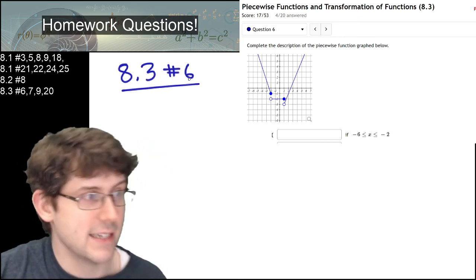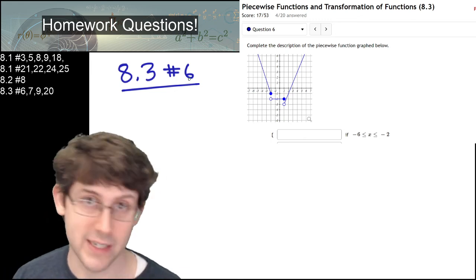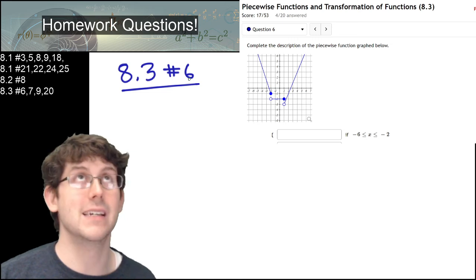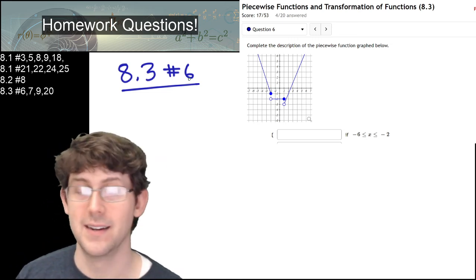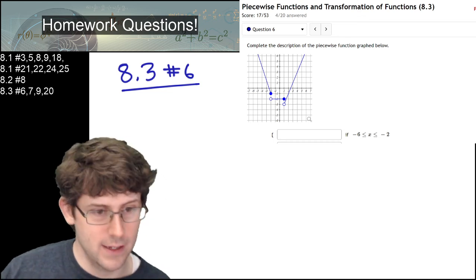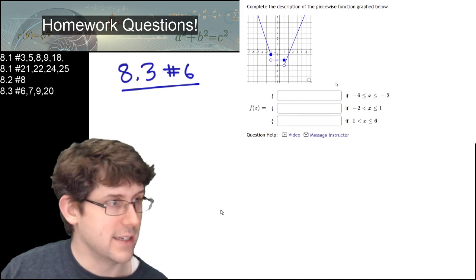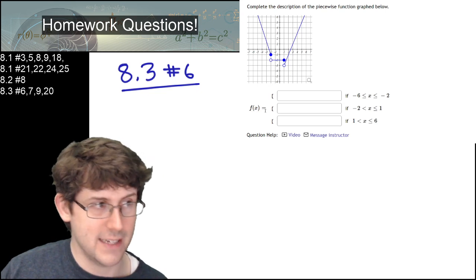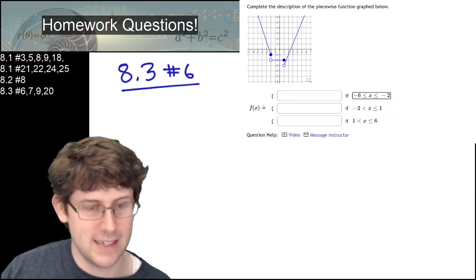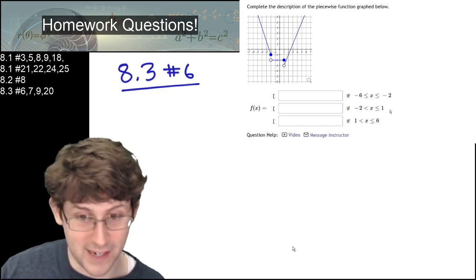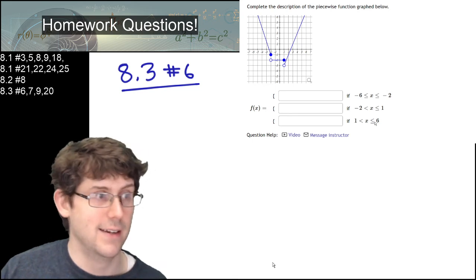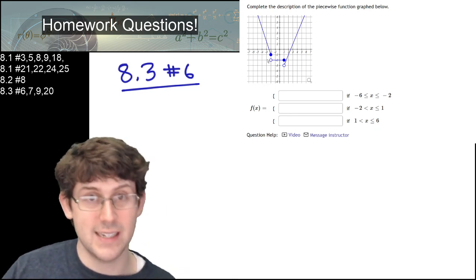Number 6 says, complete the description of this piecewise function. This piecewise function is made of a bunch of line segments, so this will be a bunch of questions that are find an equation for all these lines. You want some formula f of x equals something for this range of x's, f of x equals something else for this other range of x's, and f of x equals another thing for this last range of x's.